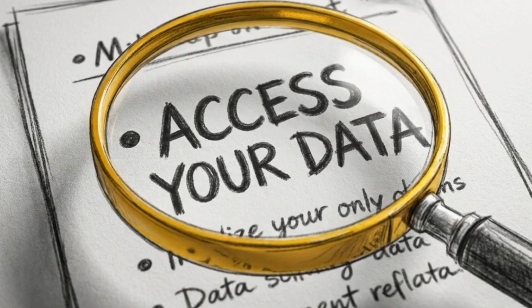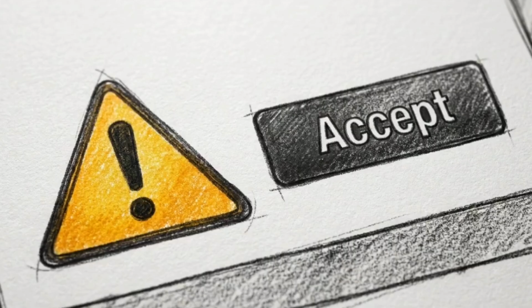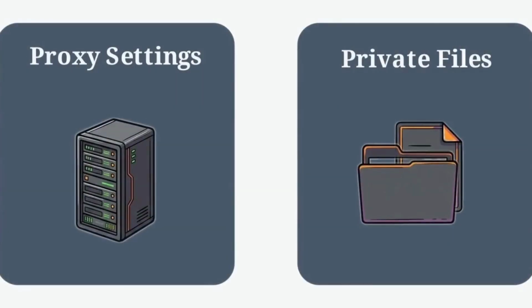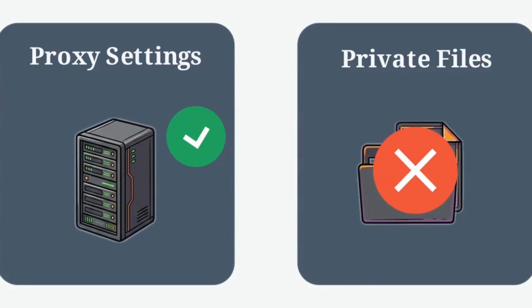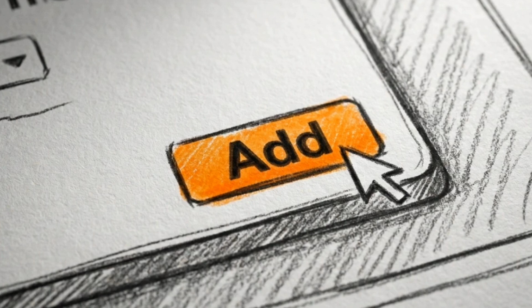Take a moment to read this list carefully. Do not click through without understanding what you are authorizing. Confirm that the requested permissions, like managing proxy settings, make sense for a networking tool and do not extend to unnecessary private files. If the permissions are appropriate, click Add to allow the installation to proceed.